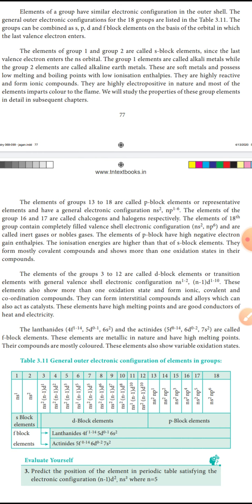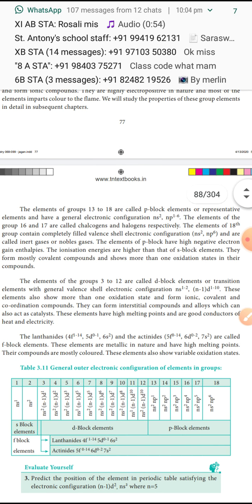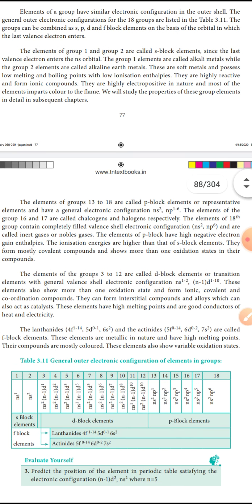The next is the inner transition series, that is, the lanthanides and actinides. The lanthanides have the general electronic configuration 4f1 to 14, 5d0 to 1, 6s2. The actinides have the general electronic configuration 5f0 to 14, 6d0 to 2, 7s2. These are called f block elements. These elements are metallic in nature and have high melting points. Their compounds are mostly colored. These elements also show variable oxidation states.